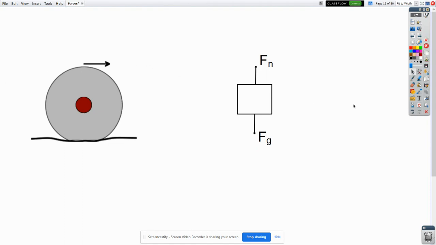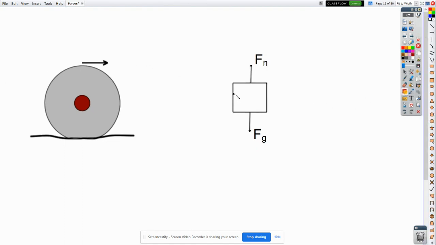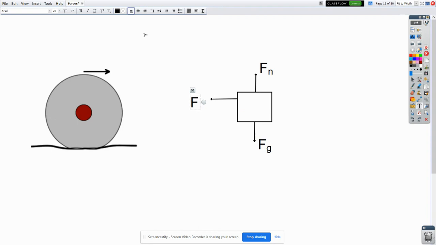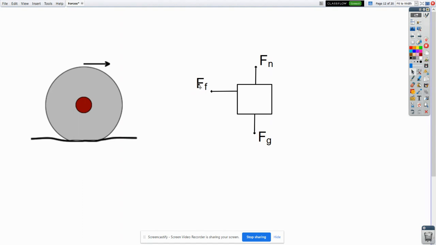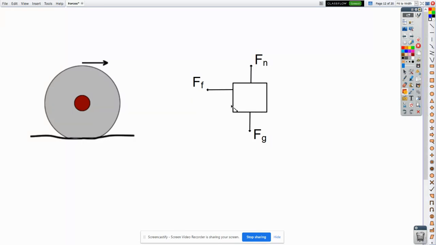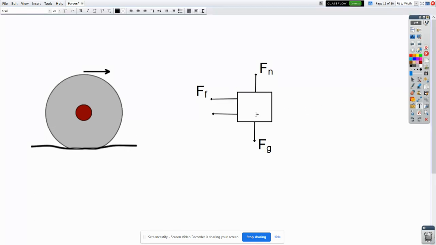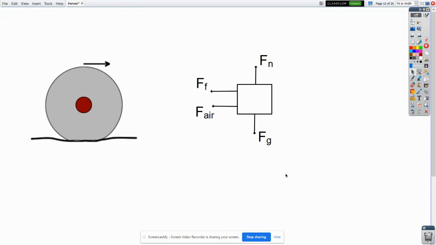The object is in motion to the right, and there are two forces that oppose motion. We are definitely going to have some friction here. That is F sub F. And it goes in the direction opposite motion. So since we're moving to the right, friction is going to be to the left. And depending on how fast that object is moving, there's going to be some air resistance pulling it backwards. If it's moving relatively slowly, that air resistance will be very small, maybe even negligible. But the faster it moves, the more significant that air resistance gets.